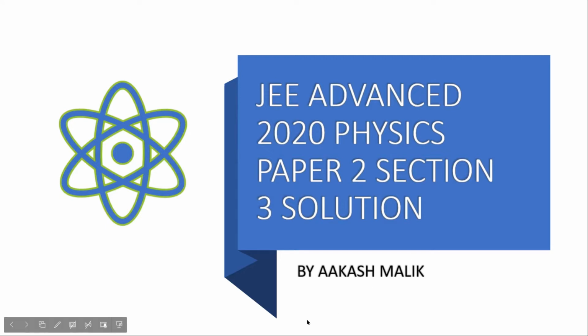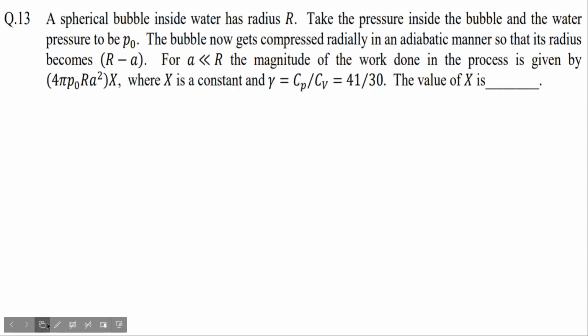So, let's begin with question number 1 of Section 3. This was the question where a spherical bubble inside the water has a radius r, and we have to take the pressure inside the bubble and the water pressure to be P naught. The bubble now gets compressed radially in an adiabatic manner so that its radius becomes r minus a. For a very less than r, the magnitude of work done in the process is given by this. Then we are required to find x. Without further ado, let's start.